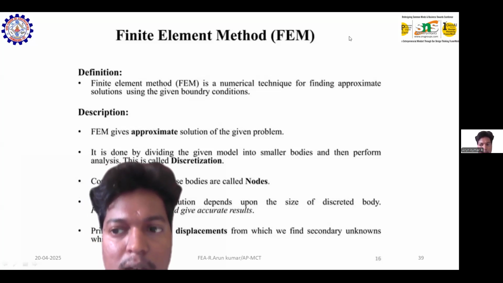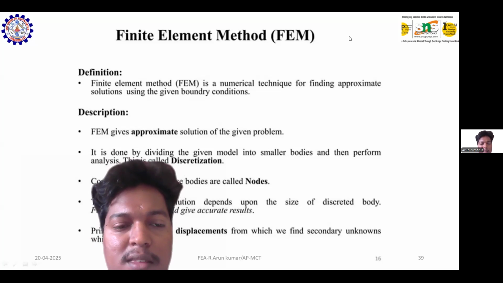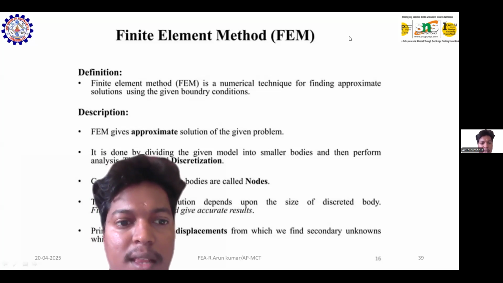And in the last class, we were discussing the Rayleigh-Ritz method and the Galerkin method. Now we're discussing an example problem for each case. So first of all, we go for the finite element analysis. It is a numerical technique for finding the approximate solution using the given boundary conditions.